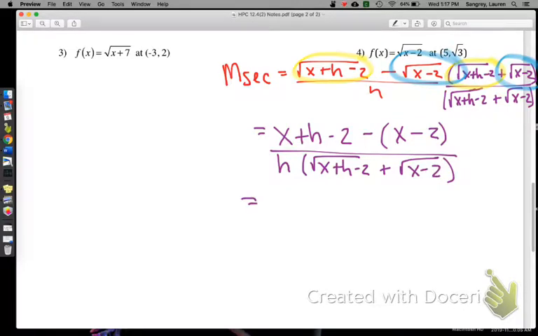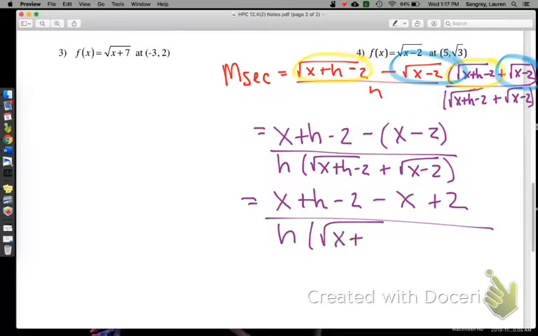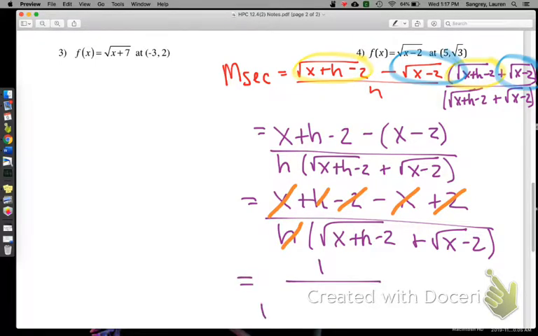Okay, I am simplifying the top a bit. So I have x plus h minus 2 minus x plus 2, and then the mess on the bottom. And at this point, I am looking for everything without an h to cancel. So I have the x's gone, the 2's gone, and I'm only left with one h on the top, which is going to cancel with the one h on the bottom. So we are left with 1 over square root of x plus h minus 2 plus square root of x minus 2.